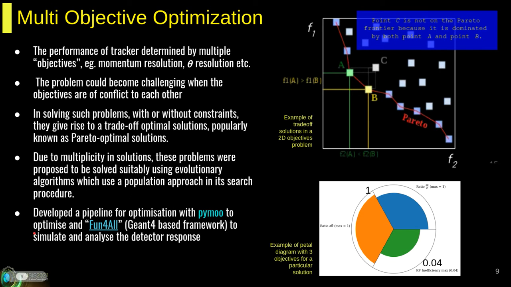Due to the multiplicity in solutions, an evolutionary algorithm is an intuitive choice to explore. Therefore, we developed a pipeline for this optimization using PyMOO and Fun4All, which is a framework based on Geant4 that is developed by BNL for end-to-end particle physics analyses.